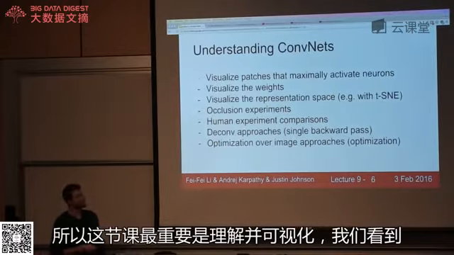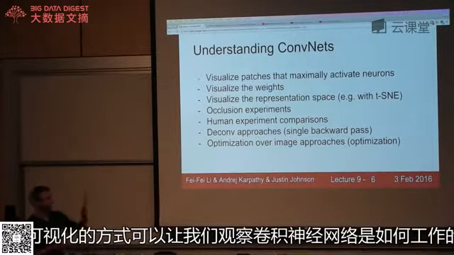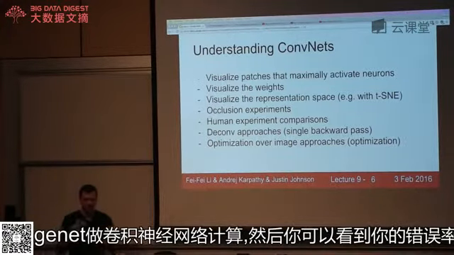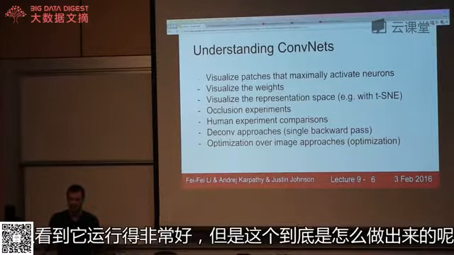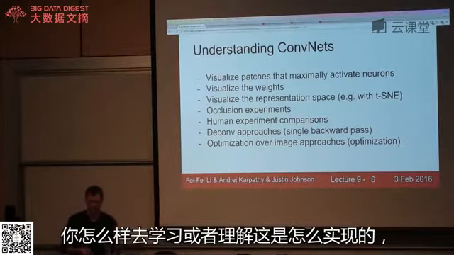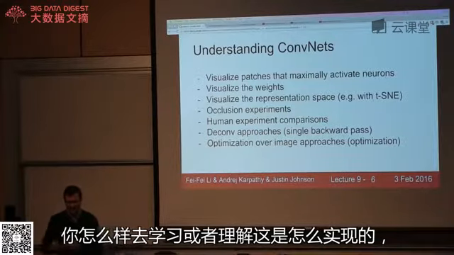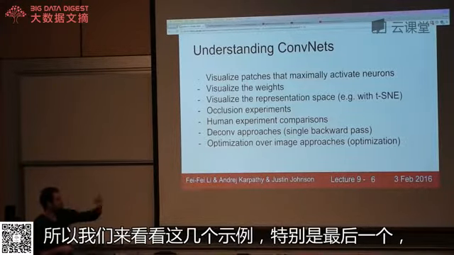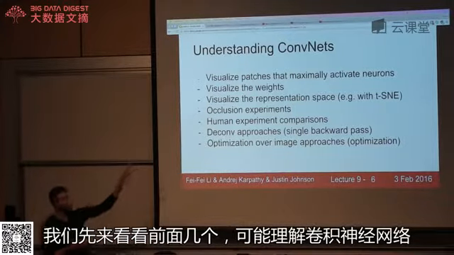So this lecture is mostly about understanding and visualizing. We'll look at various ways in which we can visualize how ComNets work. You run a ComNet on ImageNet and you see that your performance is, say, 5% top 5 error, and you can tell that it's working very well. But exactly how does this performance come about, and how can we study it or understand what's happening? We'll go through several of these. I think we'll spend most of the time on the very last one, so I'll breeze through some of the earlier ones.